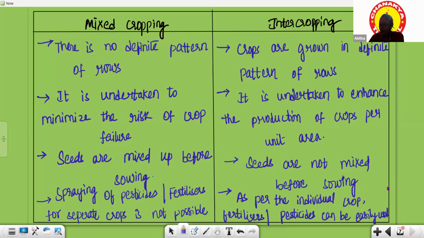So these are the major differences you can discuss in mixed cropping and intercropping. Both involve growing different crops, but you follow a definite pattern in one and in the other you do not.